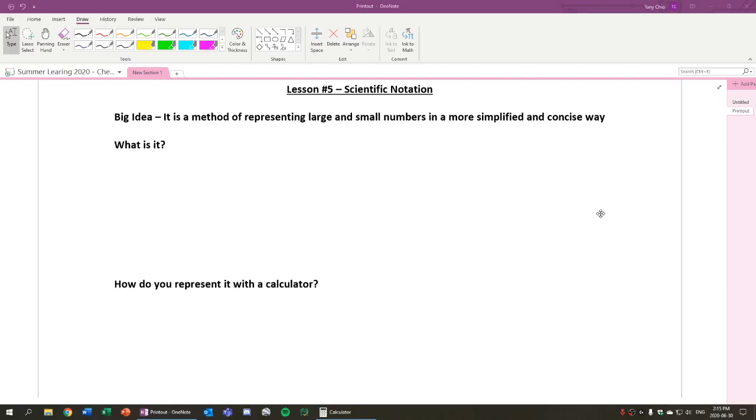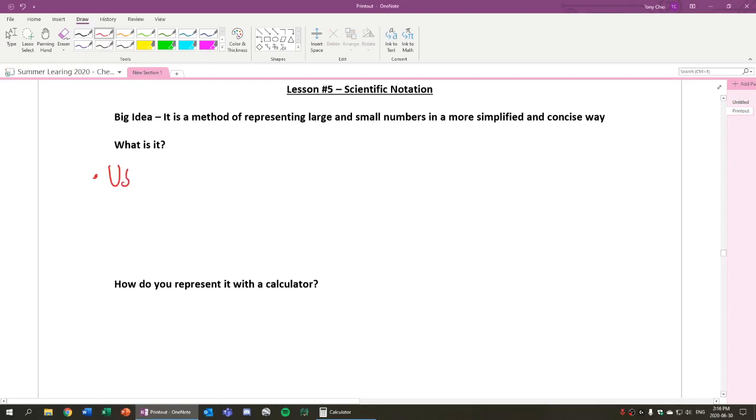Everybody, in this lesson we're going to talk about scientific notation. The big idea here is that scientific notation is a method of representing large and small numbers in a more simplified and concise way. So first of all, what is scientific notation? Now, we know it's a way to represent large numbers, but also small numbers.